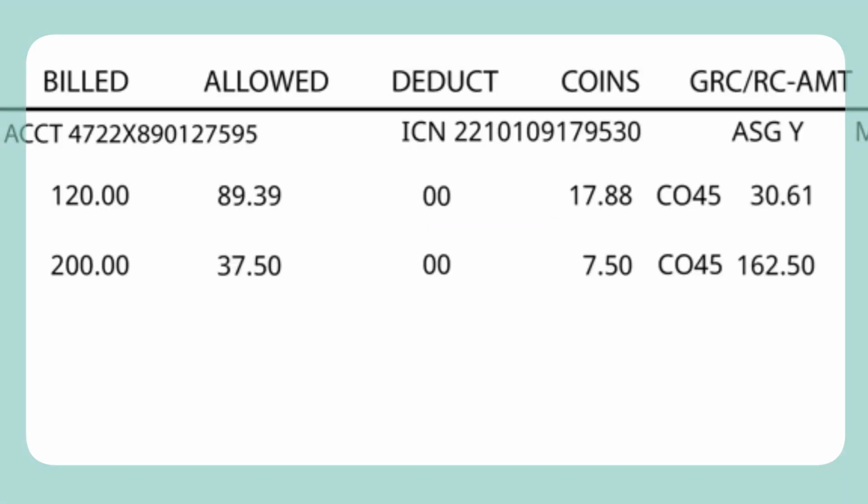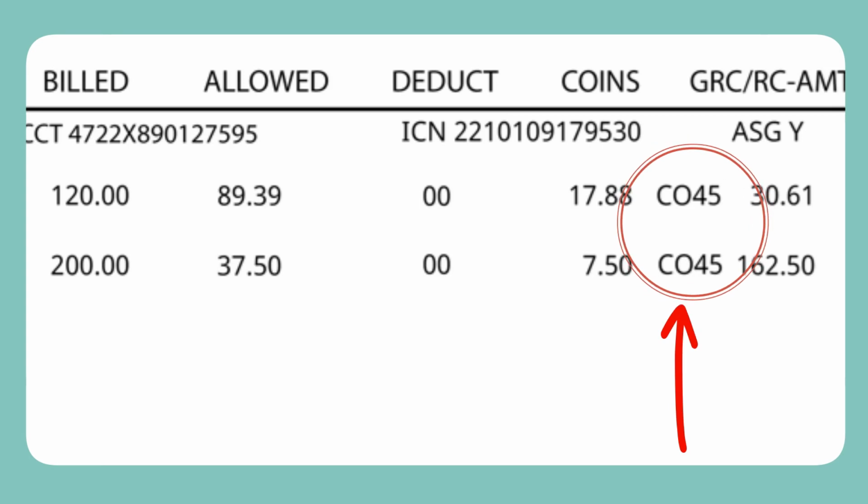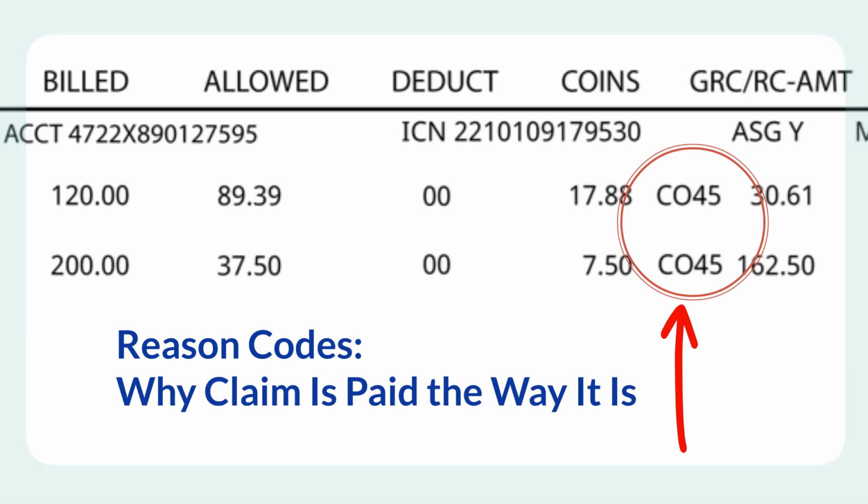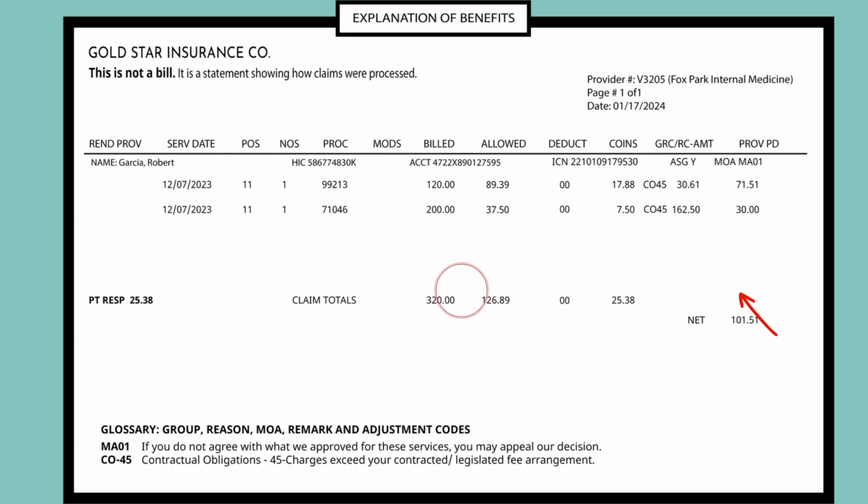The difference is written off by the provider, and neither the insurance company nor the patient is responsible for this portion. In this example, in this column, we can also see reason codes that can explain why the claim is being paid the way it is. There's usually a glossary on the EOB that explains the codes.